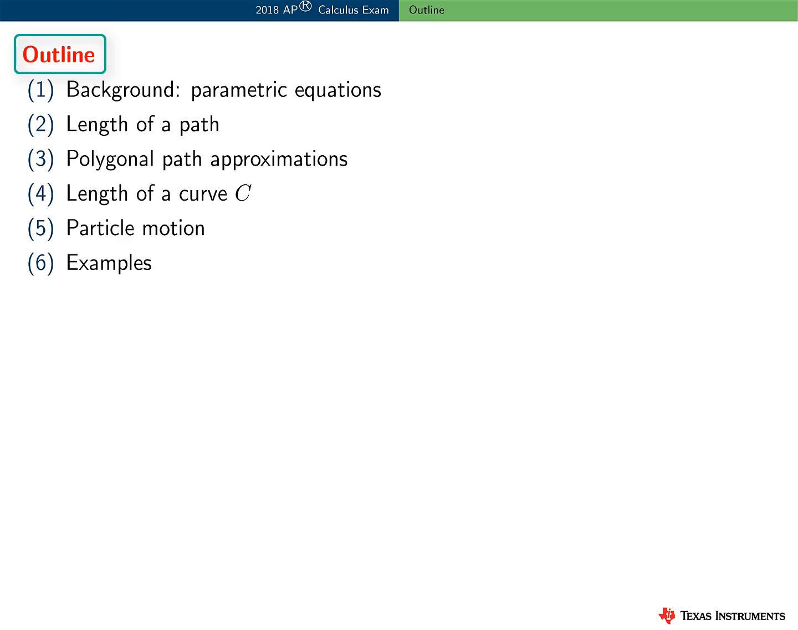Here's an outline of the information presented in this video. I'll start with a little bit of background information about parametric equations. And then I'll talk about trying to measure the length of an arc or path. And that is, can we actually measure a piece of a curve defined by parametric equations? I'll derive a formula for the length of a curve C, connect this expression to particle motion, and leave a few examples for you to try.